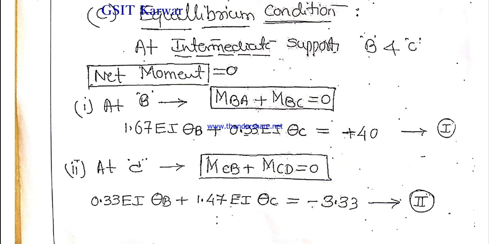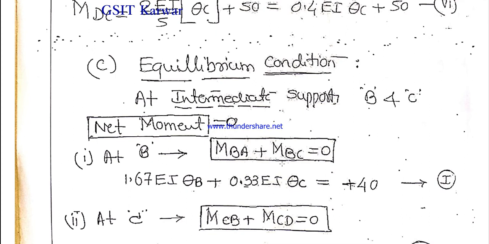So therefore, applying this condition, whatever equations we solved, that means moment BA equals something, an equation is there. We gave the equation numbers. For moment BA plus moment BC, you can add these equations.